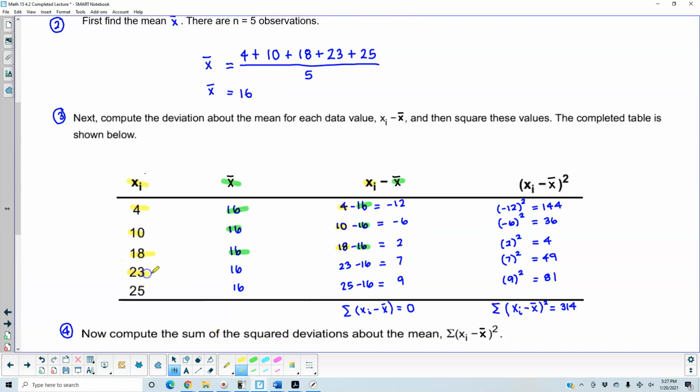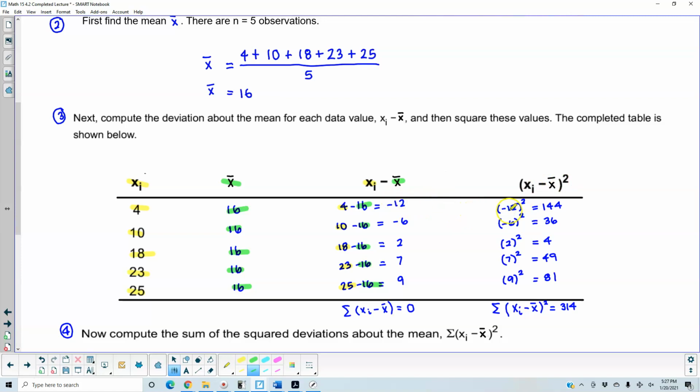The next data value is 23. Again, we're going to subtract the mean, which is 16, and 23 minus 16 is equal to 7. The last data value is 25. And again, we subtract the mean, which is 16, and 25 minus 16 is equal to 9. Now, the next step is to square these values to find out what this is when you square it.